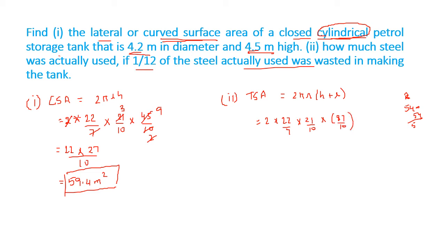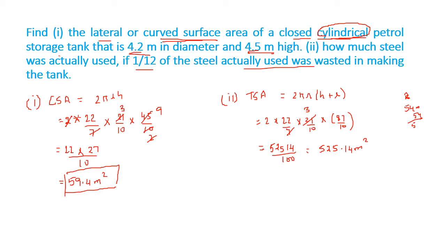Right? So this is what we will find out. 7 ones are 7, 7 threes are 21. So we have the TSA of the circular tank, 514 upon 100, or you can write 525.14 meter square.